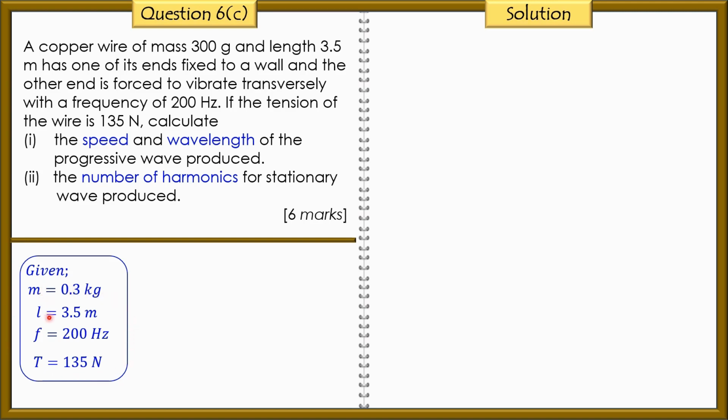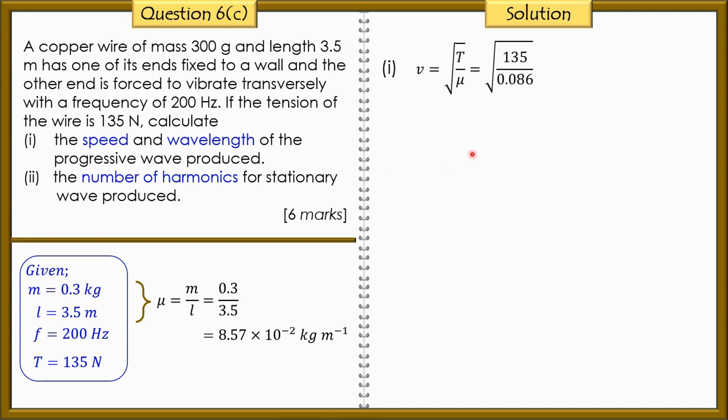If you refer to this info, we have the M and L, so we can get the mass per unit length, the hidden info, which is mass per unit length, equal to 8.57 times 10 power of negative 2 kilogram per meter. Now to calculate the speed, we know that the speed in the wire is equal to square root of T over mu, where T is the tension. Just substitute the value for tension and mass per unit length. You will get that the speed of the progressive wave produced is 39.69 meter per second.